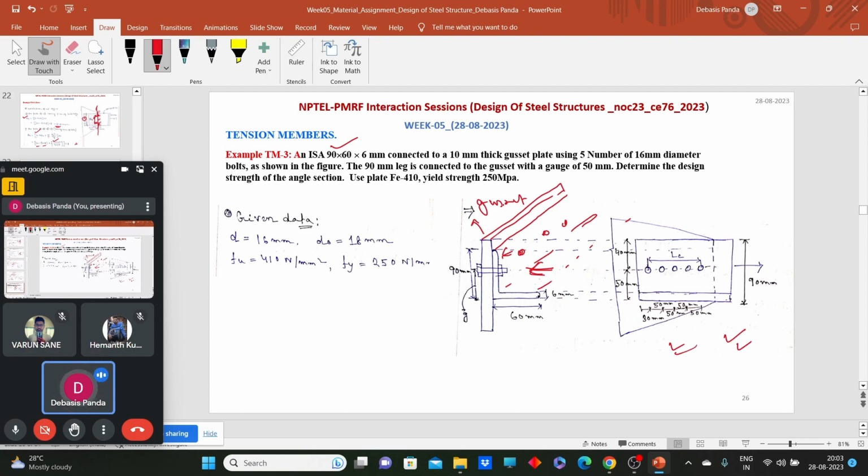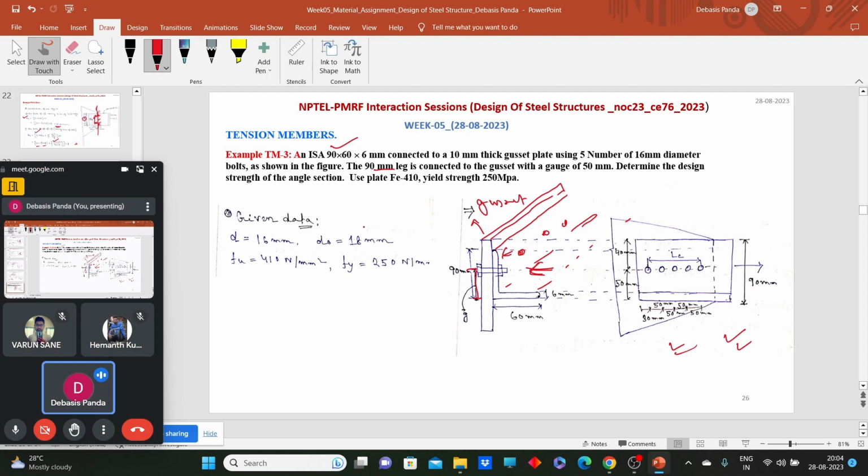So this diagram is nothing but we are seeing from this side to get the plan view of the connection. Now it says that the 90 mm leg is connected to the gusset with gauge 50 mm. This distance is 50 mm. This is denoted as Z, but if the load is applied in this direction, this is nothing but the edge distance. So this distance is given as 50 mm. Determine the design strength of the angle section. How we can calculate it?